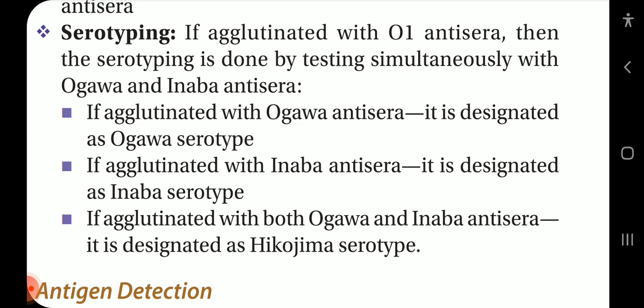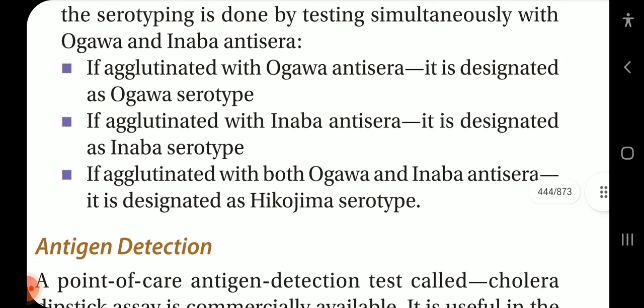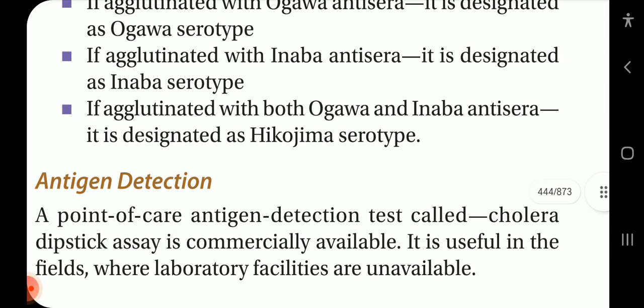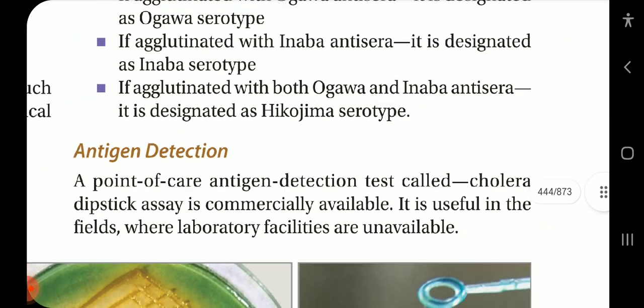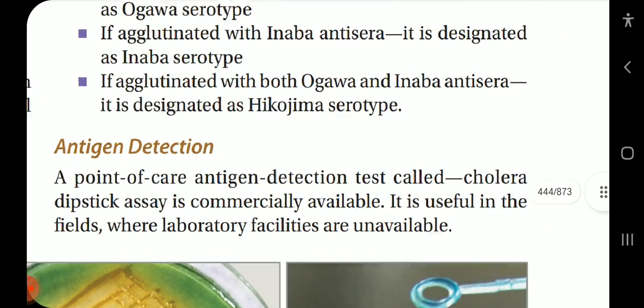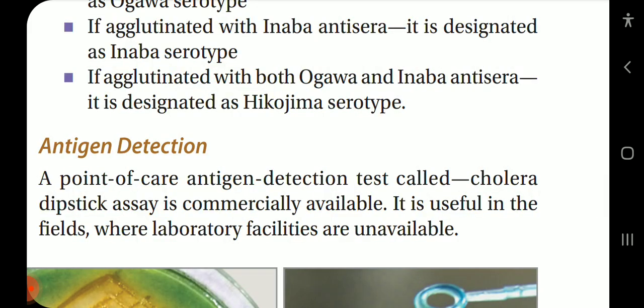Serotyping: if agglutinated with O1 antisera, then serotyping is done by testing simultaneously with Ogawa and Inaba antisera. If agglutinated with Ogawa antisera, it is designated as Ogawa serotype. If agglutinated with Inaba antisera, it is designated as Inaba serotype. If agglutinated with both Ogawa and Inaba antisera, it is designated as Hikojima serotype.